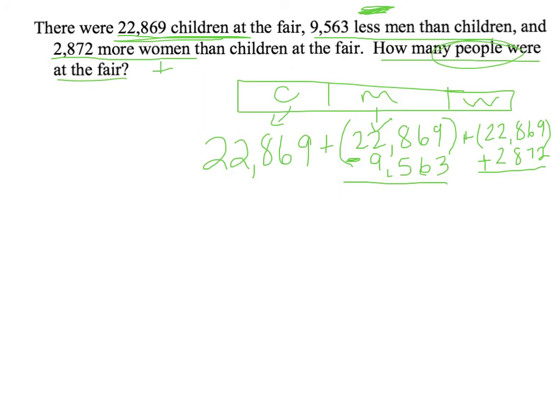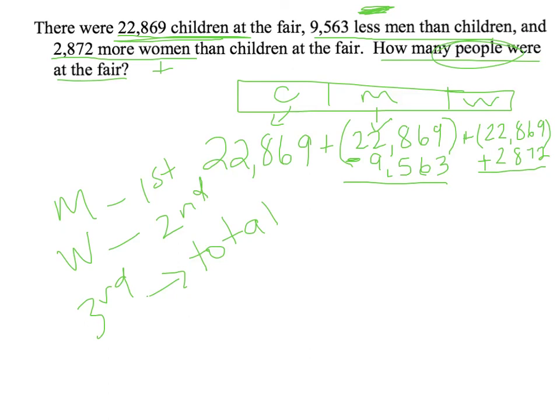So basically, this is 3 problems in one. I have to find my men first. So the first thing I'm going to do is find my men. Second, I'm going to find my women. And then the third thing I'm going to do is get my total. And to get my total, I'm going to add my children plus my men plus my women. Okay, so what you're going to do now is hit pause, and find these out on your own. Then you're going to hit play again to check your answer with mine.